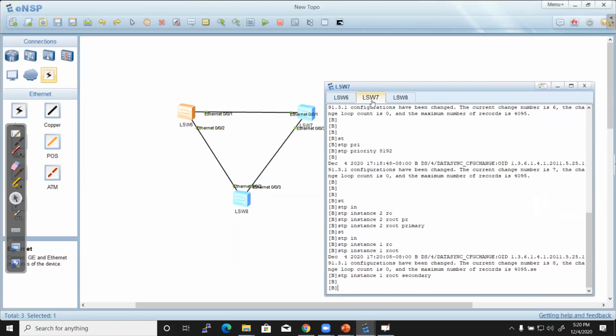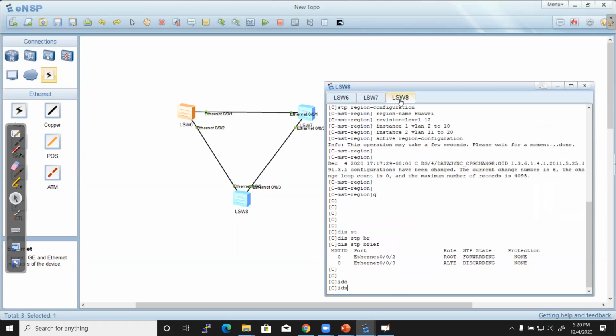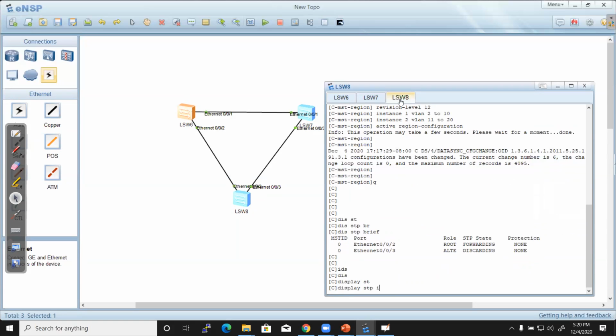All right, I have done the same configurations again. Now let's see if we can see the results. Display STP instance.